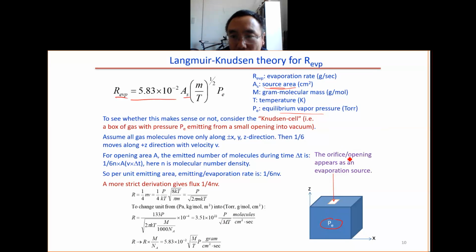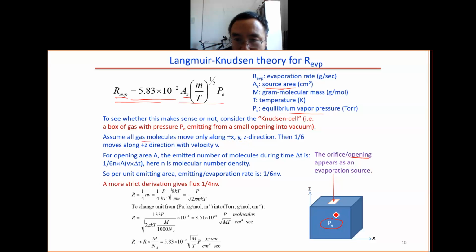But then here the opening appears as the evaporation source. So how to show this? How to derive this formula here? We assume that all the gas molecules move only along plus or minus x, y, z directions.